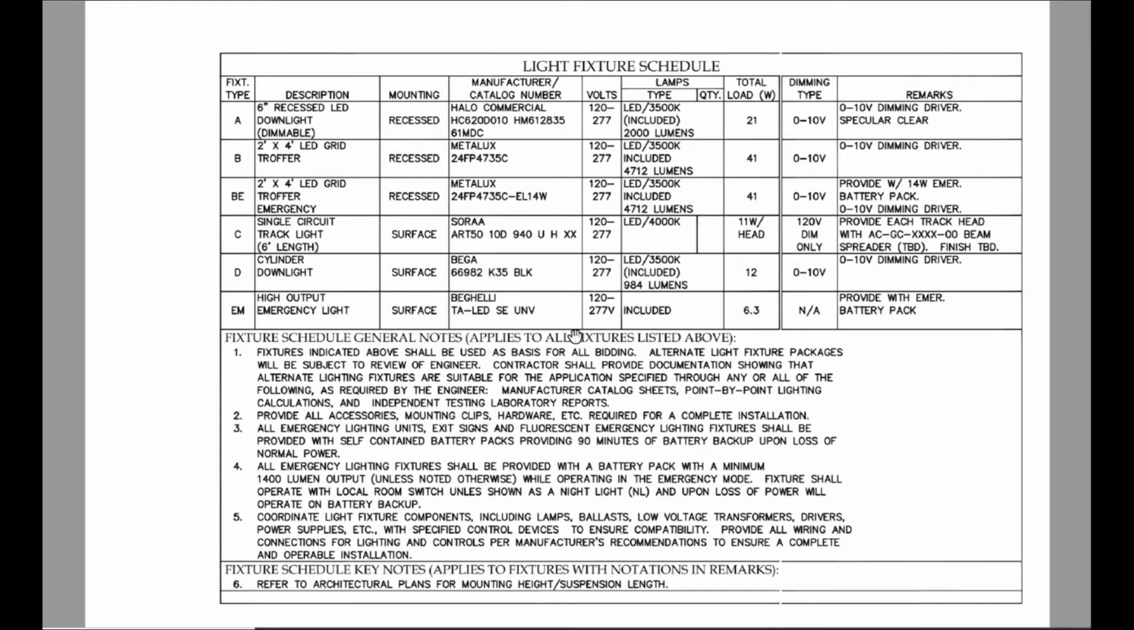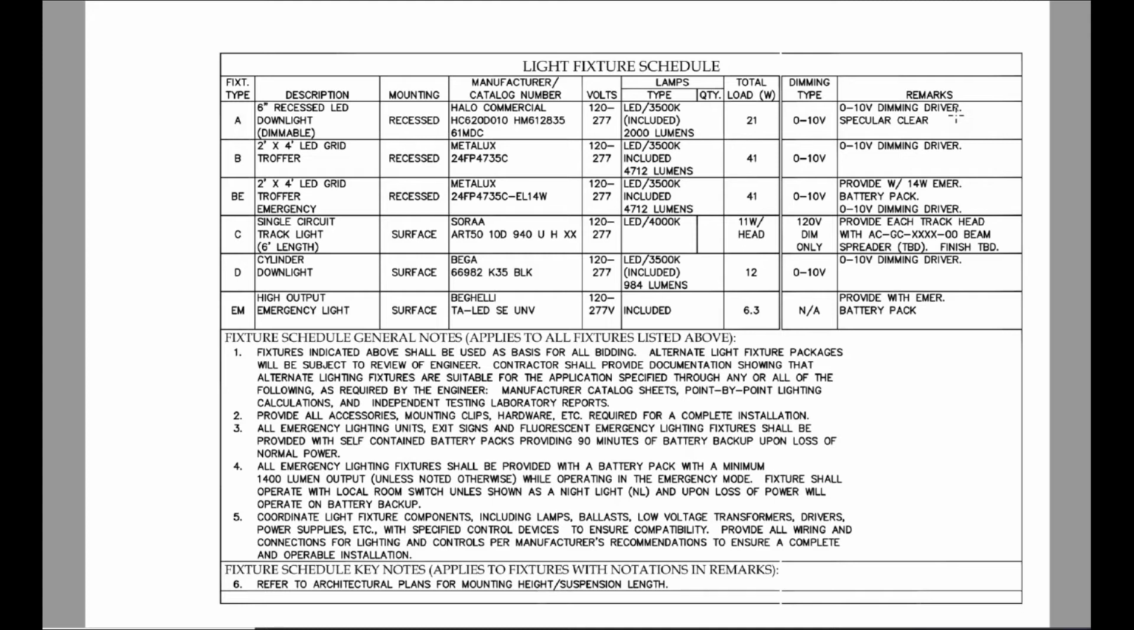This is the light fixture schedule of this project, or I should say of the plans that I just showed you. It shows the fixture types down the left-hand side column, fixture type A, B, and so on. It shows how they're mounted, the manufacturer catalog number, the lamps, and remarks. Long story short, rather than type up all these details, I went to the blueprints, which were a PDF document, an electronic document, and I copied this light fixture schedule off of a page of blueprints. I'm not explaining how to do that. You can look that up online, but that's what I did.